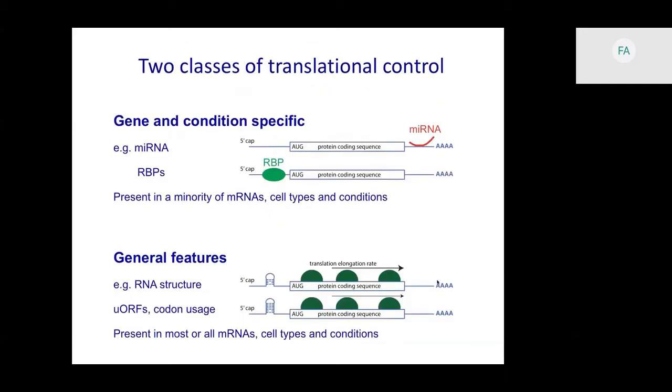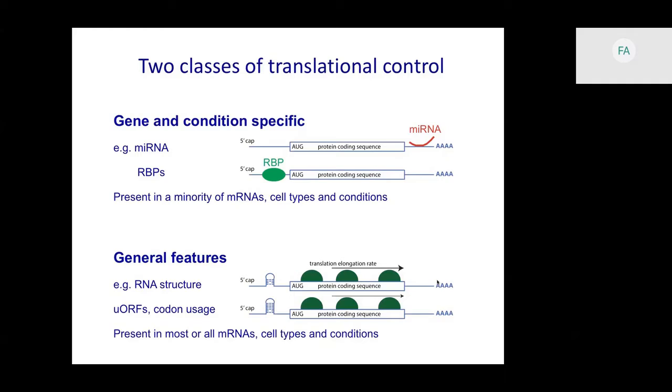The mechanisms controlling translation can be divided into 2 major classes. One is controlled by microRNAs and RNA binding proteins, which recognize cognate sequence motifs present in subsets of RNAs. These transacting regulators tend to be expressed in either a specific subset of cell types or to be only active under some physiological conditions and not others. So let's call these guys gene and condition-specific regulators.